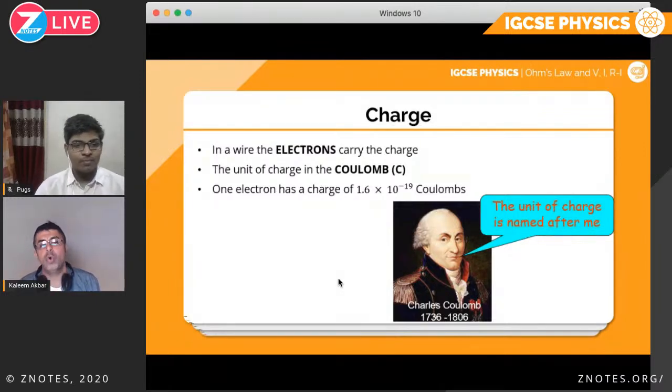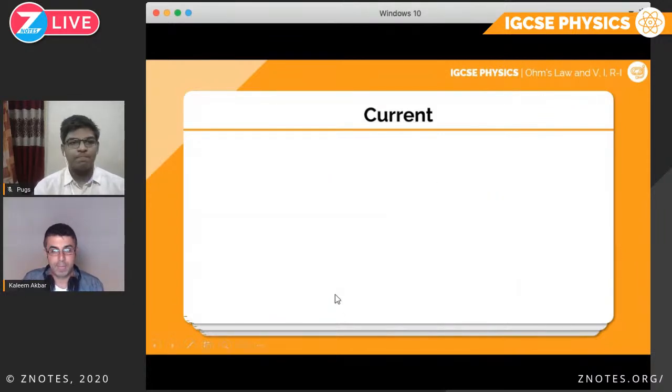See, it's okay to say current is the flow of charge. It's okay to say current is the flow of electrons. But I would say to you, say current is the flow of charge or the rate of flow of charge. Why? Because when it comes to voltage, the definition takes on extra significance. Okay, and we'll get there very shortly.